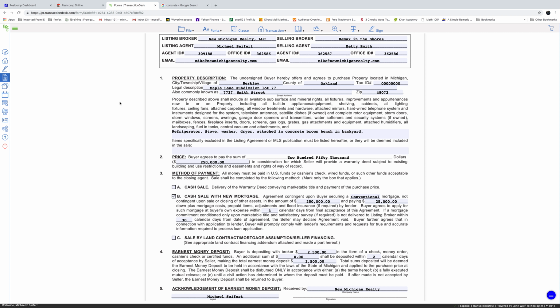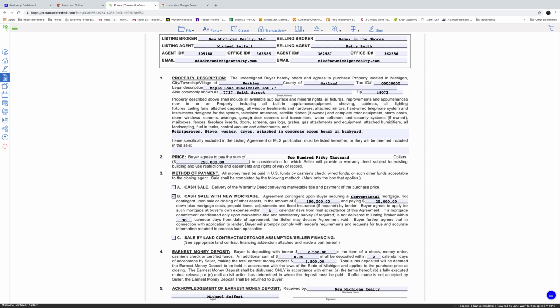Property described above shall include all available subsurface and mineral rights, all fixtures, improvements, and appurtenances now in or on the property. If I mispronounced that word, excuse me. Including all built-in appliances/equipment, shelving, cabinets, all lighting fixtures, ceiling fans, attached carpeting, all window treatments and hardware, attached mirrors, hardwired telephone system, and you can read the rest and see.